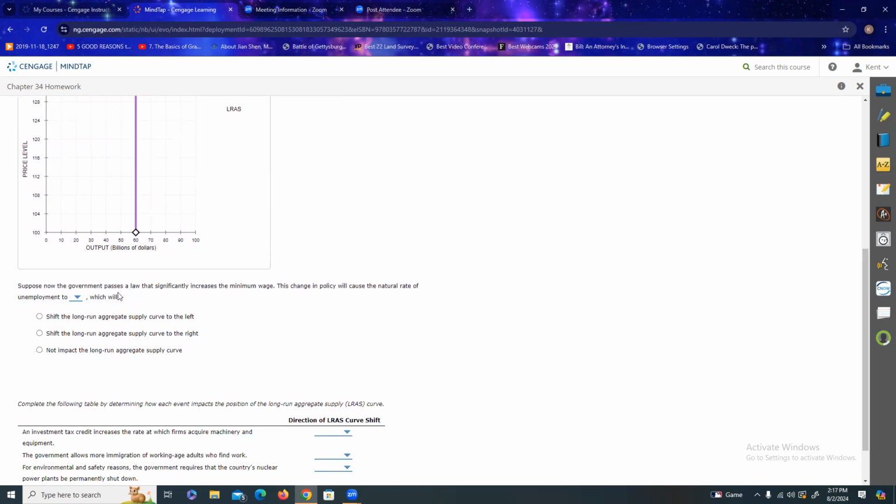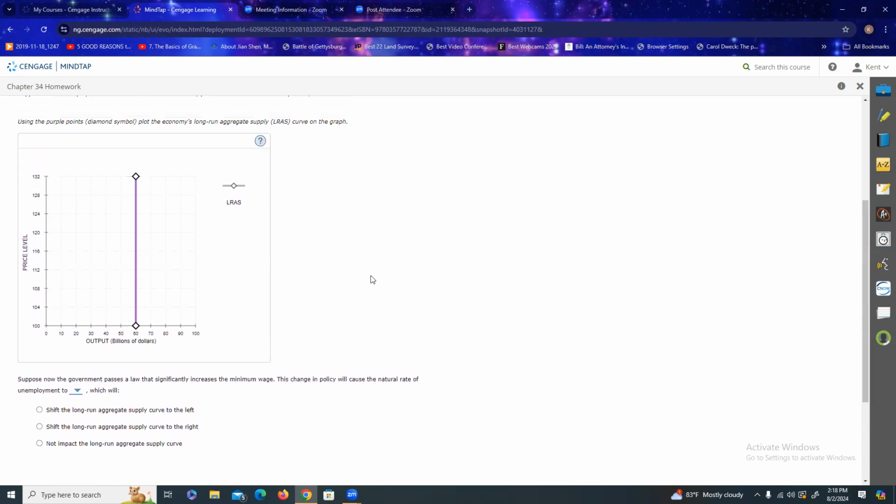Suppose now the government passes a law that significantly increases the minimum wage. This change in policy caused the natural rate of unemployment to... okay. So now let's go back and talk about the determinants of long run aggregate supply.